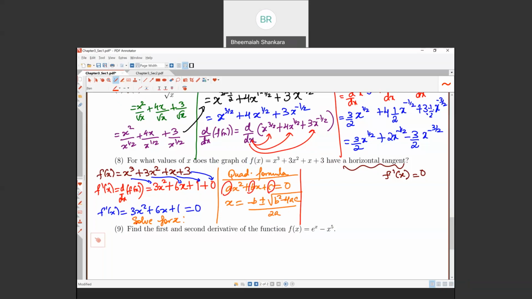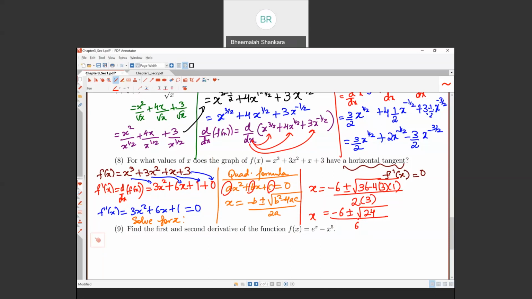So when we do that for the 3x squared plus 6x plus 1 equation, we get x equal to negative b, which is negative 6, plus or minus the square root of b squared, that is 36, minus 4 times a, which is 3, times c, which is 1, divided by 2 times 3, which is 6. Simplify this a little bit. You have negative 6 plus or minus the square root of 36 minus 12, which is 24, divided by 6. So you have two roots, negative 6 plus root 24 divided by 6, and negative 6 minus root 24 divided by 6. The quadratic equation here has two roots.